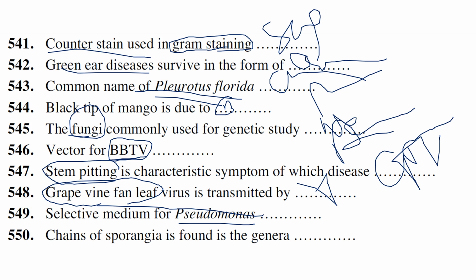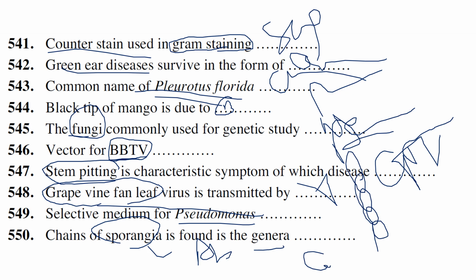The next one is chains of sporangia found in the genera. I repeat, they are asking about chains of sporangia. Sporangia are produced by the Oomycota group of fungi. Chains of sporangia can be observed in Albugo. If you see chains of conidia, it is the characteristic feature of powdery mildew genera, right? Chains of sporangia means Albugo. Chains of conidia means powdery mildew.